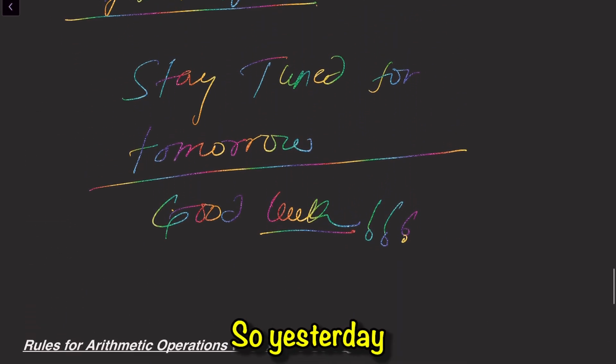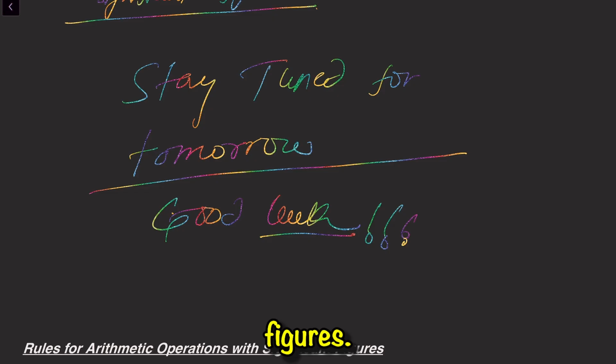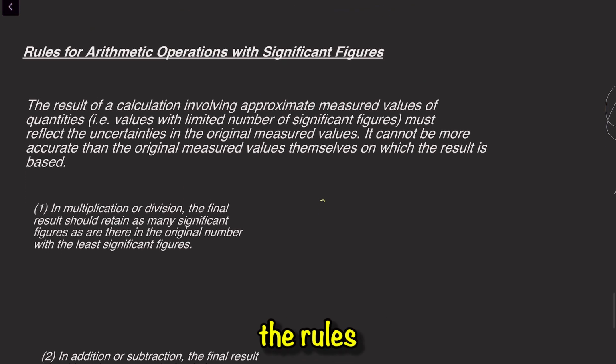Hi guys, welcome. So yesterday we talked about significant figures and we got to know certain rules which clarified our thought with respect to significant figures and significant digits. Now today let's start with rules for arithmetic operations with significant figures.